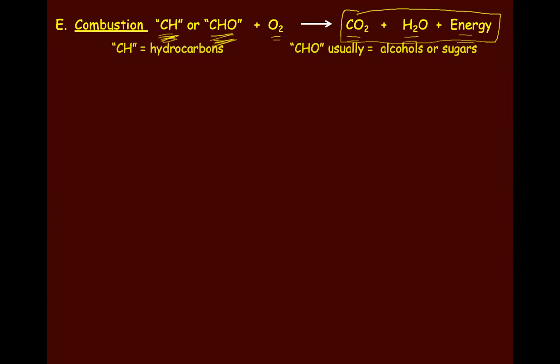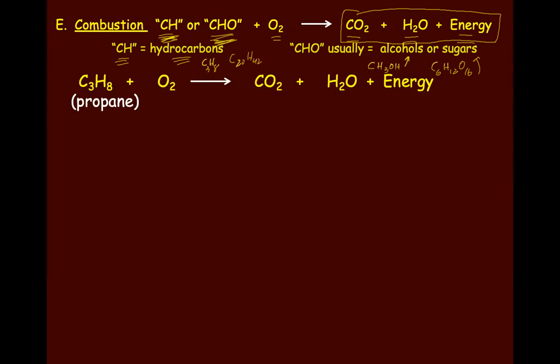So some good examples. CHs will be called hydrocarbons, and CHOs are usually alcohols and sugars. A typical alcohol would be CH3OH. C6H12O6 would be a typical sugar. C3H8 would be a particular hydrocarbon, or C20H42, anything along those ranges.